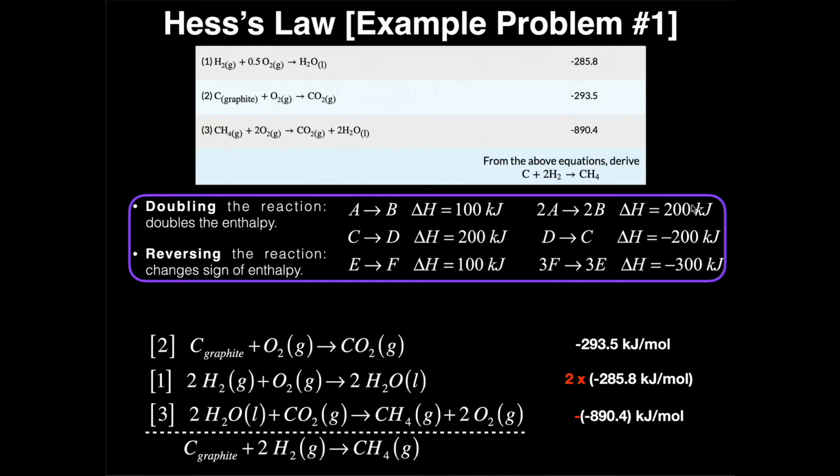Hopefully that makes sense. You can also triple the reaction. You can quadruple it. If you triple it, you have to multiply everything through by 3. If you quadruple it, everything through by 4, and so on and so forth.